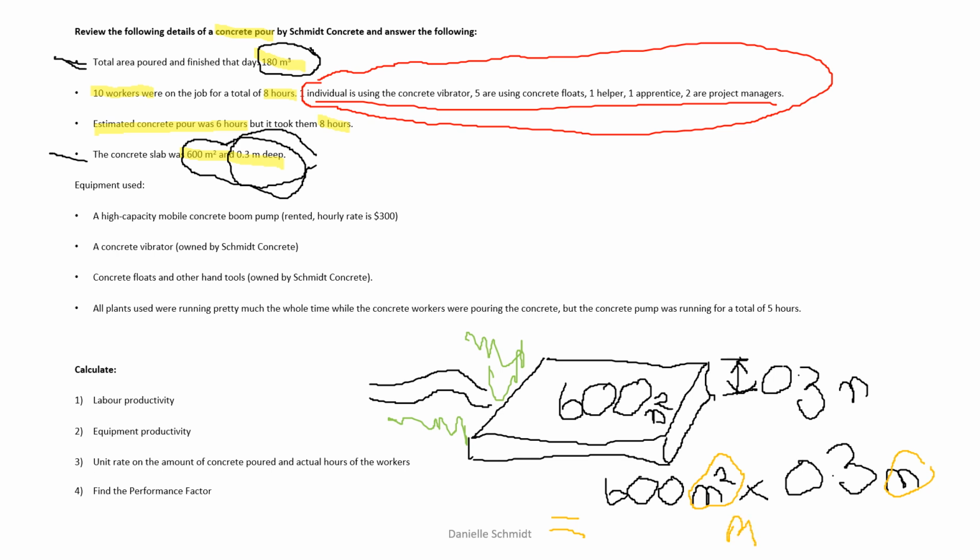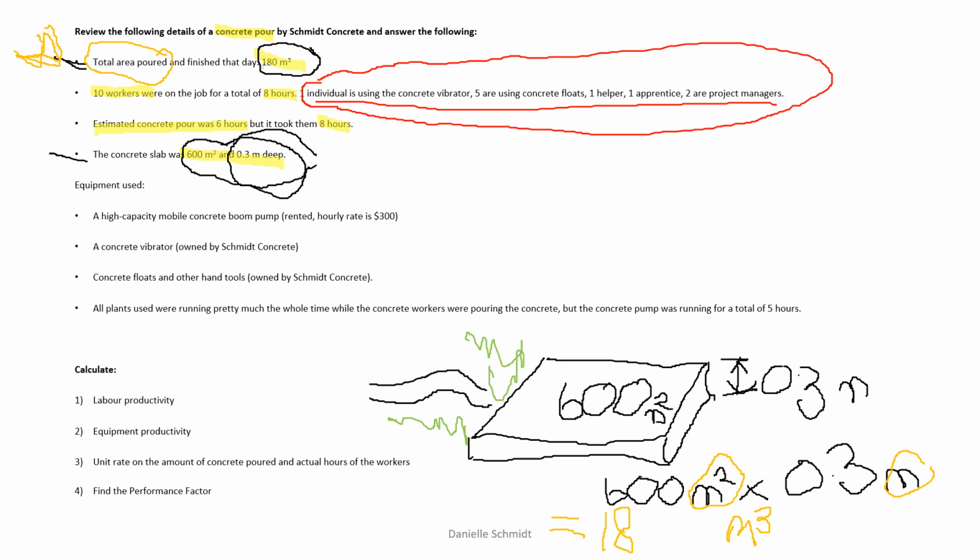So that's the volume. Technically, this question is a bit misleading because this should really say the volume. That should be the volume poured. And we know that 600 times 0.3 is 180. So that's just to explain to you where we get these three values from and what they actually mean in terms of the concrete slab.